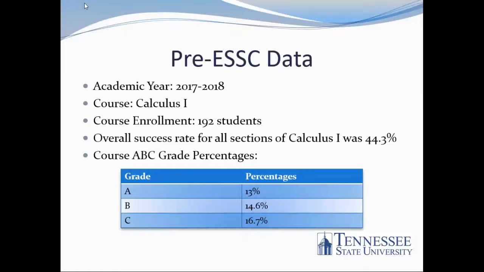So before the Engaging Students for Success in Calculus course revitalization model was implemented, during the academic year 2017 through 2018, in calculus, there were 192 students enrolled across all sections. The overall success rate for those sections of calculus during that academic year was 44.3%. If you look at the table, you can see that 13% of those students received A's, 14.6% received B's, and 16.7% received C's. Any student that earned a D, F, or withdrew from the course was considered a failure.